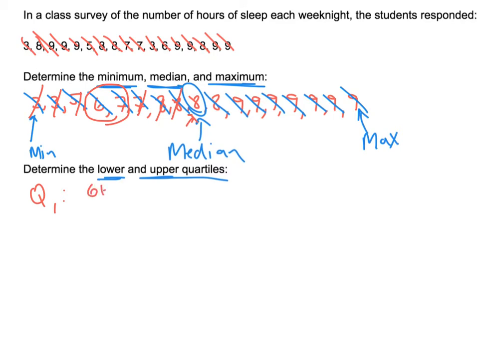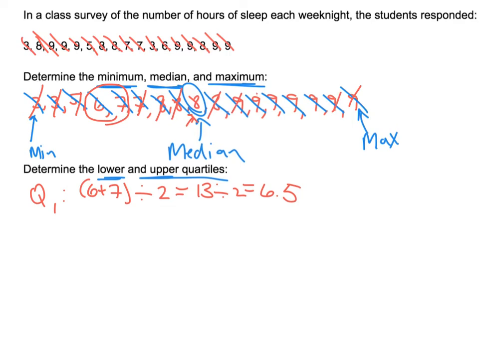Well, if I add them up, that's 6 plus 7 divided by 2. Then that's going to be 13 divided by 2, which will give me 6.5. So my first quartile is 6.5. And I can do the same thing for my maximum.